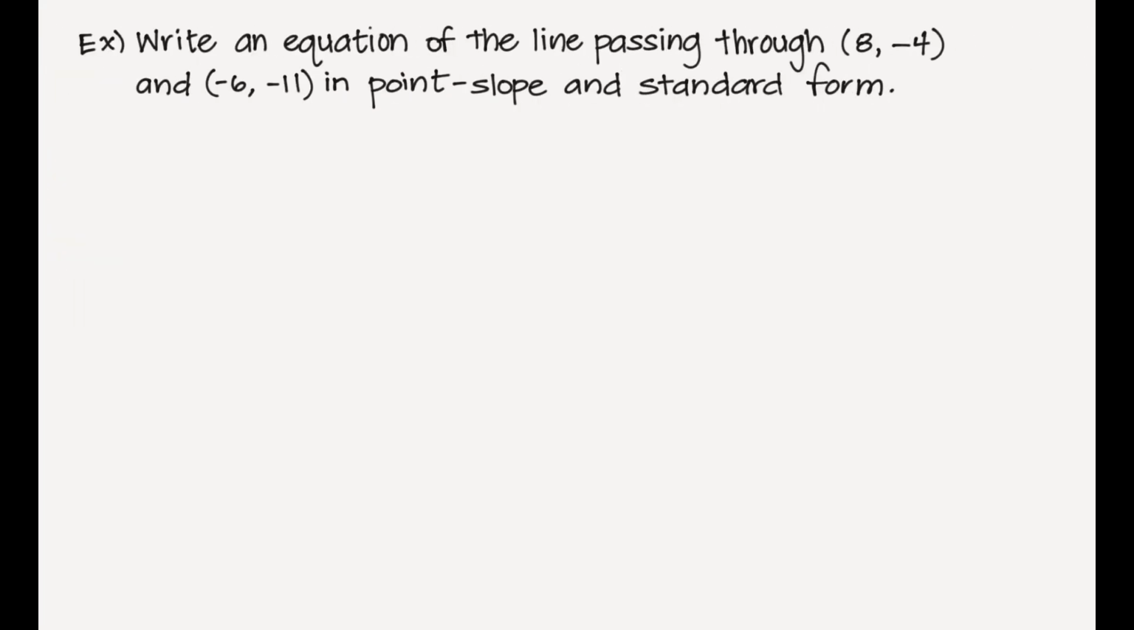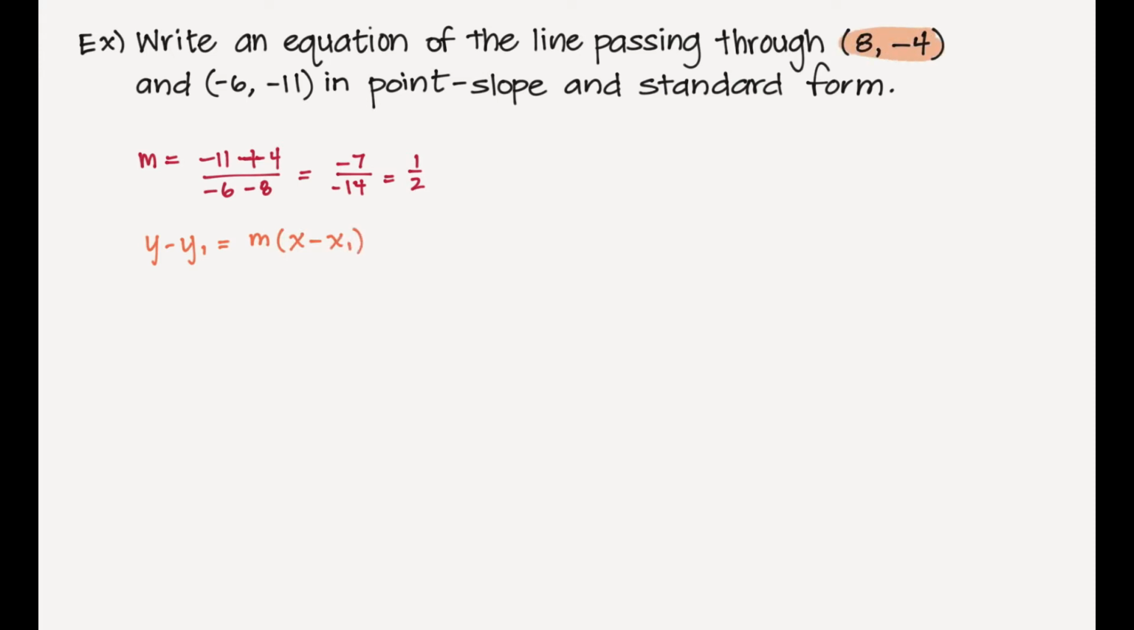So now for our third example, again, we're going to write the equation of the line that's passing through 8 comma negative 4 and negative 6 comma negative 11 in both point slope and standard form. So let's begin by finding the slope of this line. I'm going to subtract my y values and then subtract the x values underneath. So that leaves us with negative 7 divided by negative 14, which is positive 1/2.